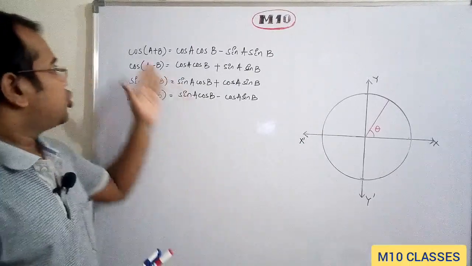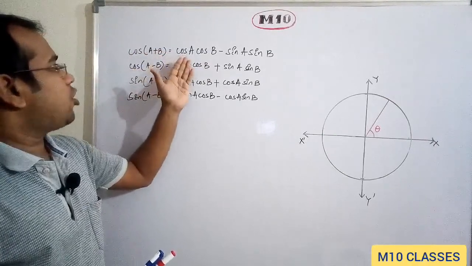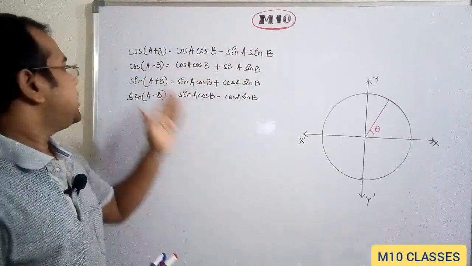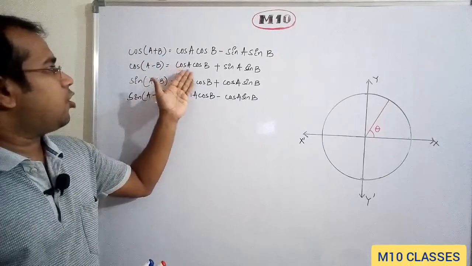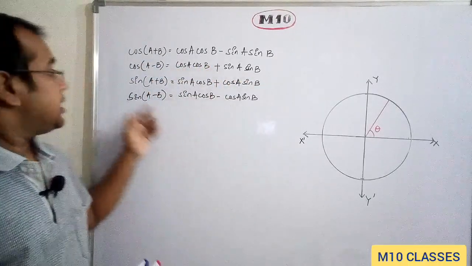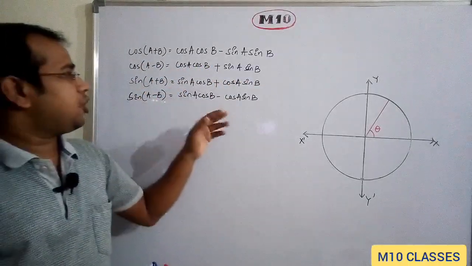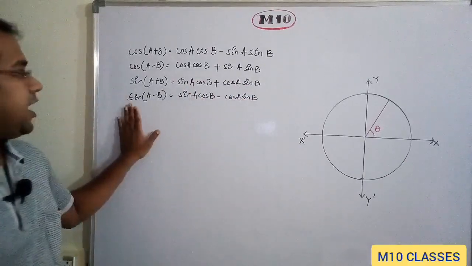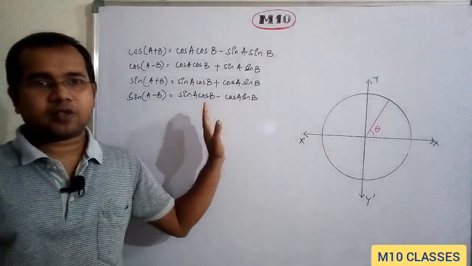So cos A plus B is cos A cos B minus sin A sin B. Cos A minus B is cos A cos B plus sin A sin B. Sin A plus B is sin A cos B plus cos A sin B, and sin A minus B is sin A cos B minus cos A sin B.